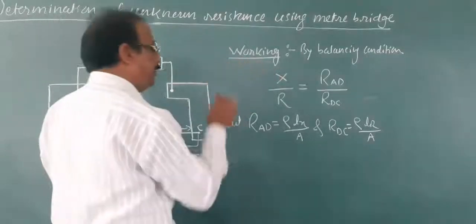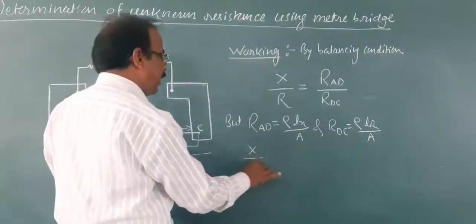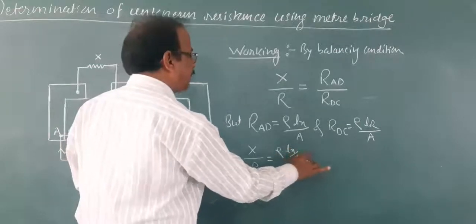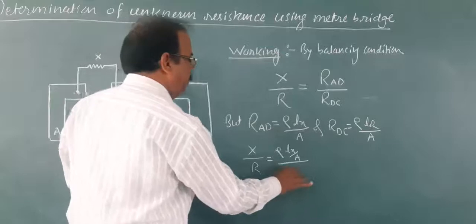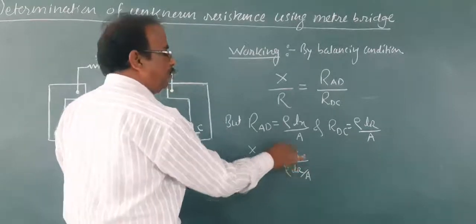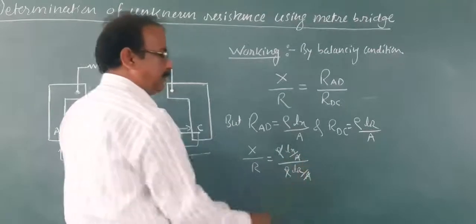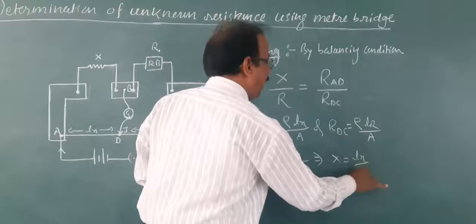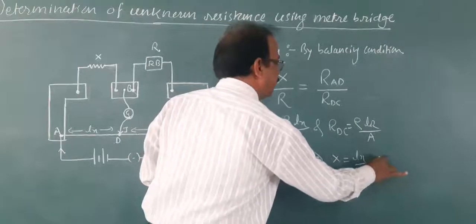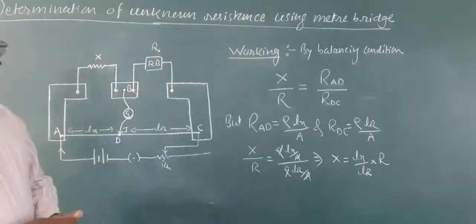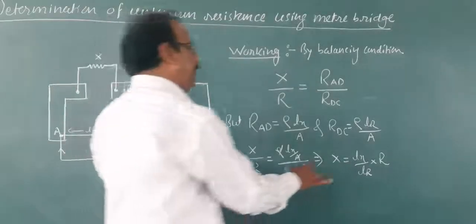Put this value here, we get X upon R equal to rho times Lx upon A upon rho times Lr upon A. This rho cancels, A cancels. We get from this X is equal to Lx upon Lr into R. X is equal to Lx upon Lr into R.